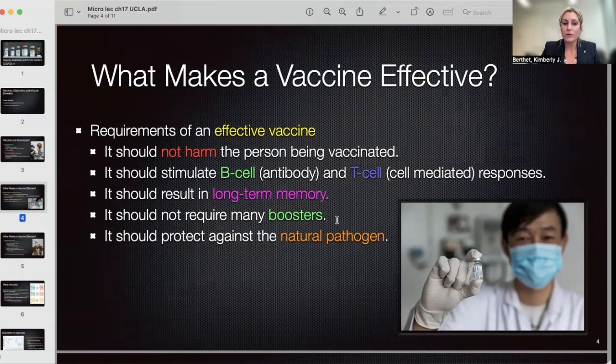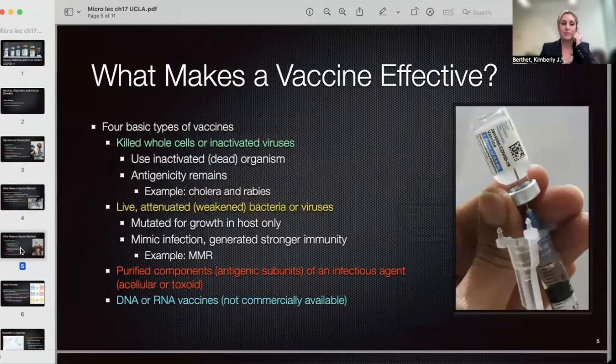The other thing is we want to have not too many boosters. So we don't want to have to keep boosting our immune system. A good vaccine requires only a booster or two. The other thing we want to know is that it doesn't only cover you against viruses or bacteria in a lab setting. It actually protects you against natural pathogens. So the vaccines that we generate annually, maybe the flu vaccine, we want to make sure that it actually works against a natural pathogen. So those are the projected vaccines.